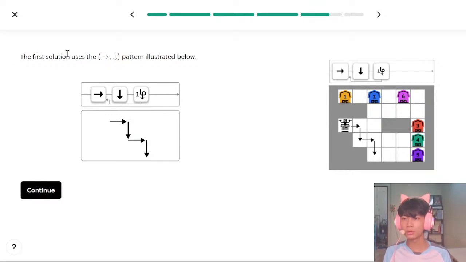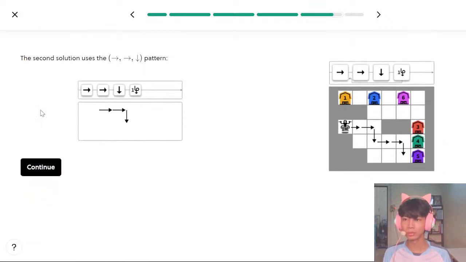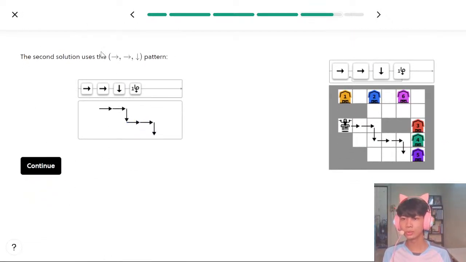So the first solution uses the go to the right arrow and go down arrow pattern illustrated below here, and with repetition one more time. The second solution uses the two arrows go to the right and one arrow go to the left.